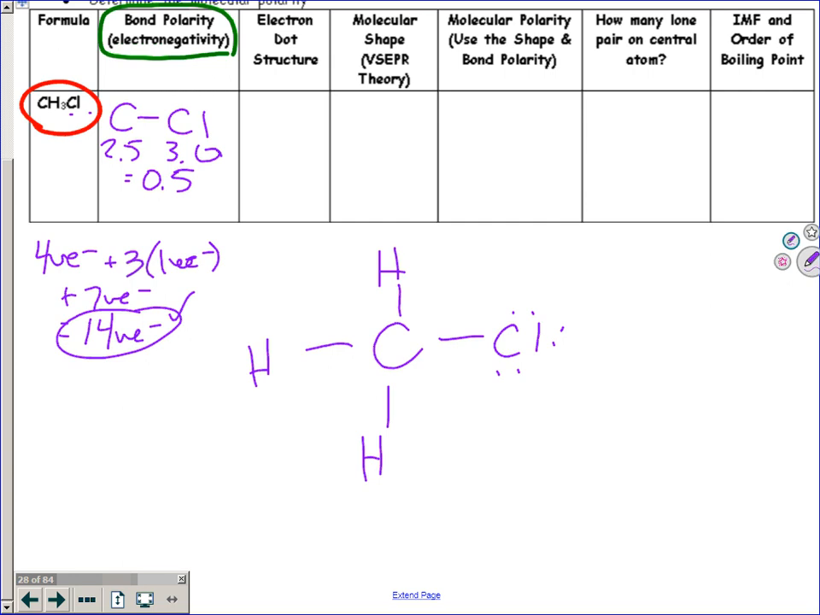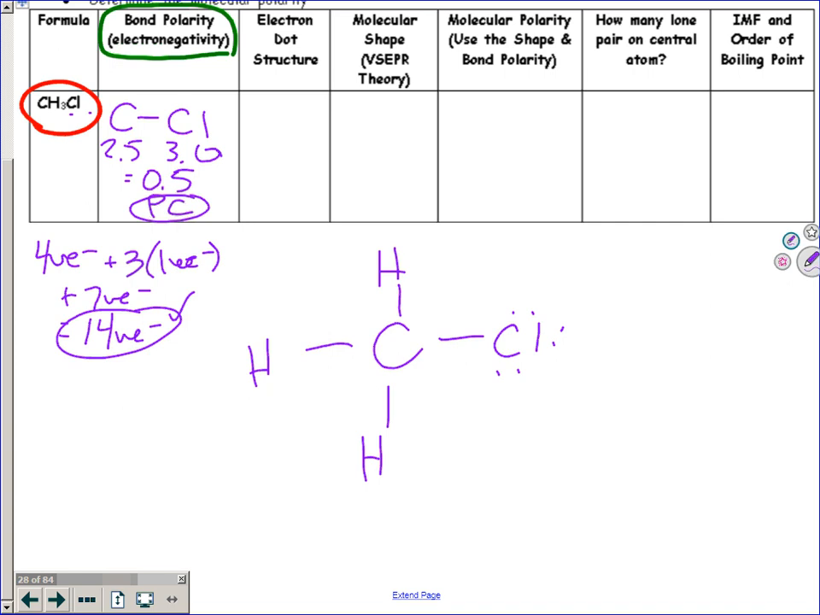Okay, and I know this is slightly different on some of your papers, but it's right on the line between what and what? Polar and nonpolar. It's actually just a teeniest bit polar, but it's on the line. So I'm going to say this is polar covalent, just a teeny tiny bit. But some of us have the 0.5, some of us have the 0.4, so it's definitely right on the line.